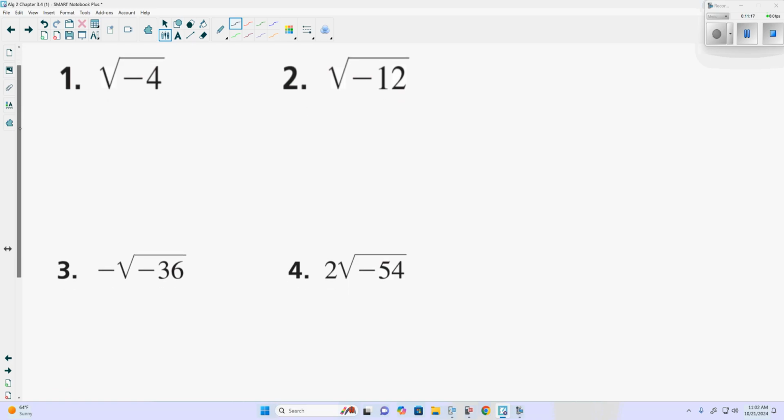So let's look at these here. So we're looking at the square root of negative 4. Well, we know the negative is going to what? Come out as I. So really what we're looking at is what? The square root of 4. What's the square root of 4? 2. 2 times 2 is 4, yes? So what's the square root of negative 4? Square root of negative 4 would be 2i.